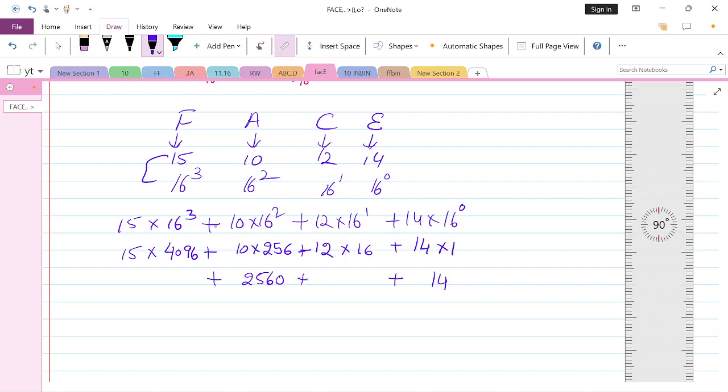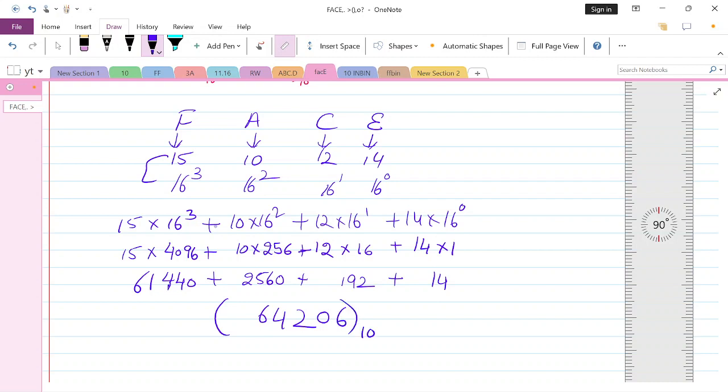12 into 16 is 192, and 15 into 4096 is 61440. Add them up and you will get 64206 in decimal.